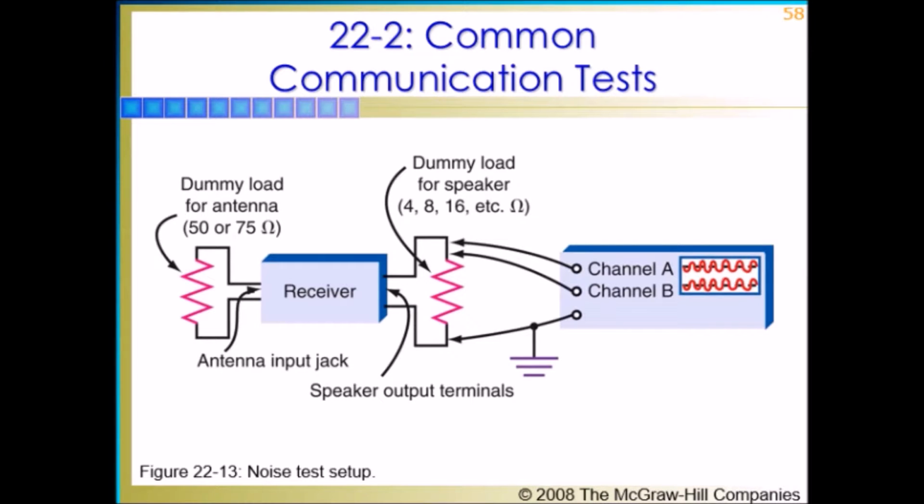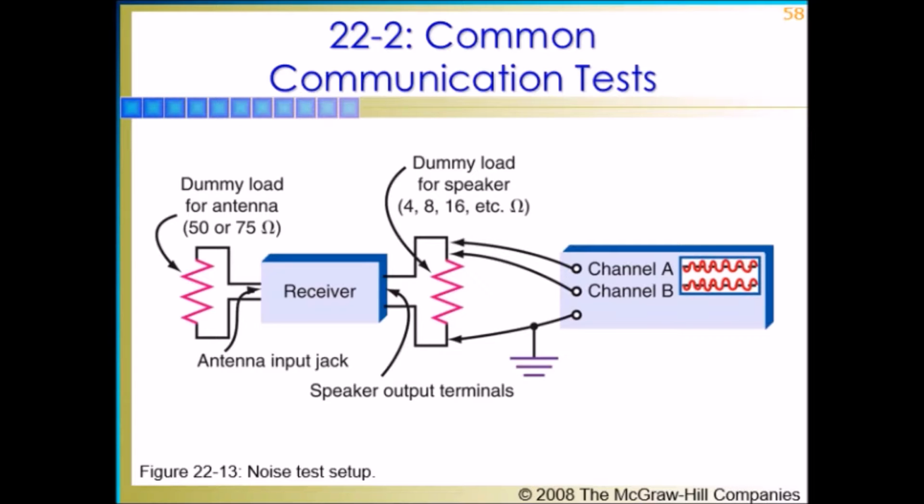Refer to the test setup shown. The antenna is removed from the receiver, and a dummy load of the correct impedance is used to replace it. A carbon composition resistor of 50 or 75 ohms can be used. The idea is to prevent the receiver from picking up any signals while maintaining the correct impedance.